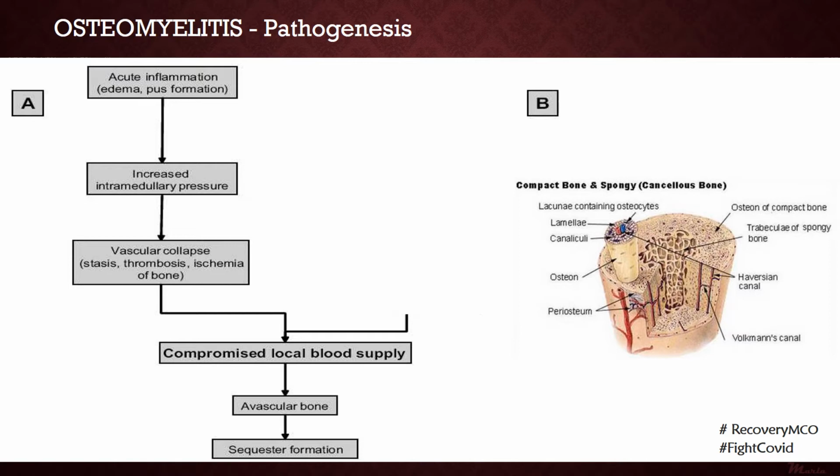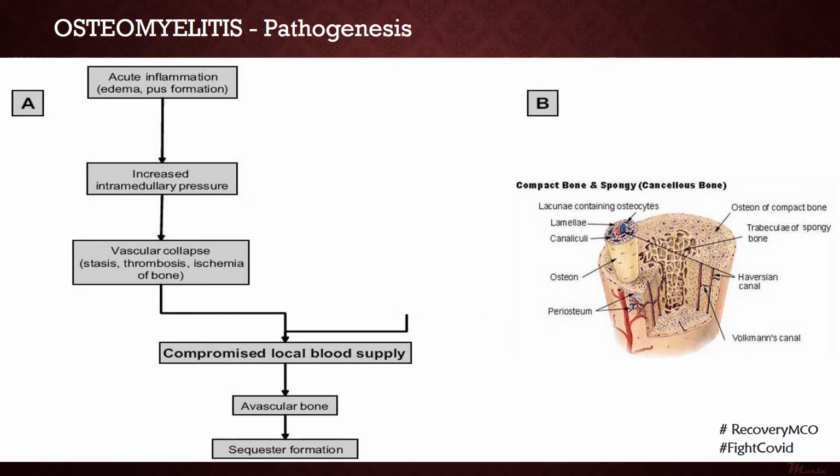The pathogenesis of osteomyelitis basically involves a compromised vascular supply. It should be remembered that even though it may be because of an infectious etiology, the pathology of this lesion includes a compromised vascular supply to the bone. In case of an infection which has reached the marrow of the bone, there is an acute inflammatory reaction. This would result in edema and formation of pus within the bone.